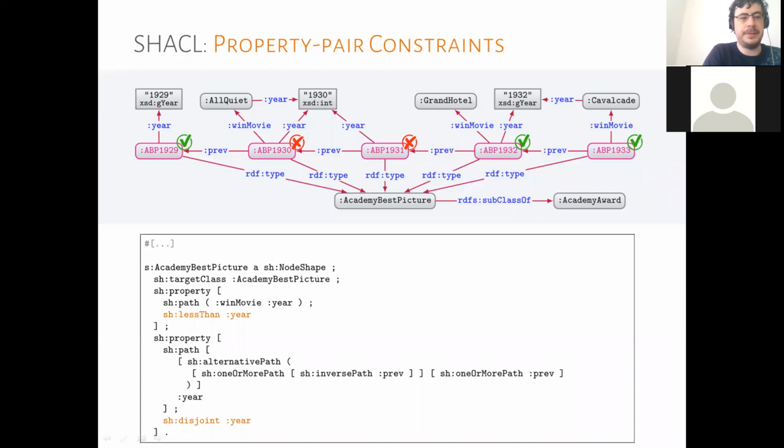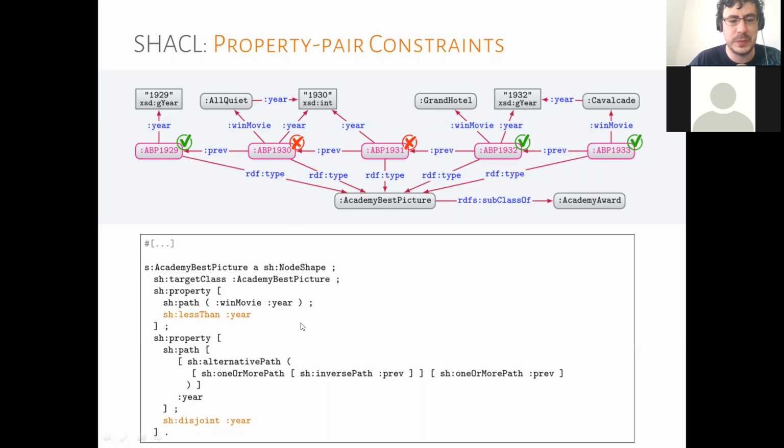So to conclude the class from Monday, we spoke about property pair constraints, about how to validate. We're talking generally about how to validate RDF graphs using SHACL, using shapes graphs. And we saw this example where we said that the year of an award must be less than the year of the movie.